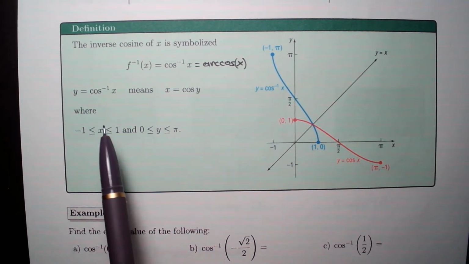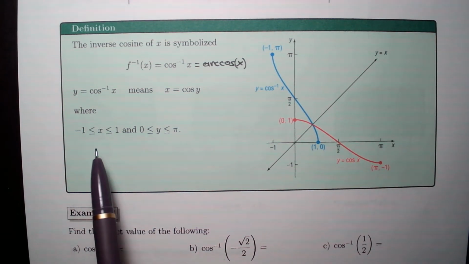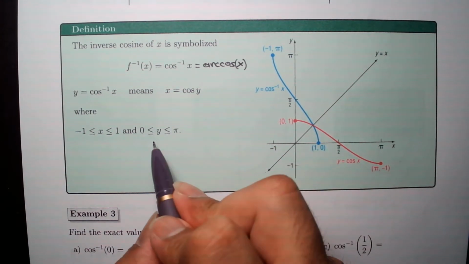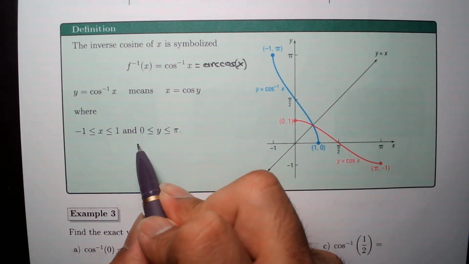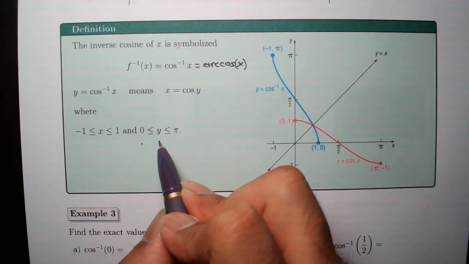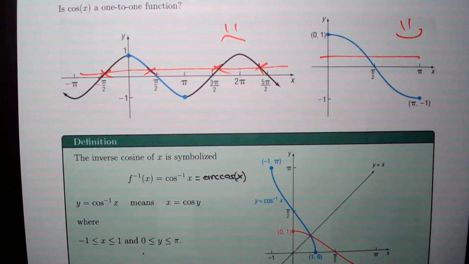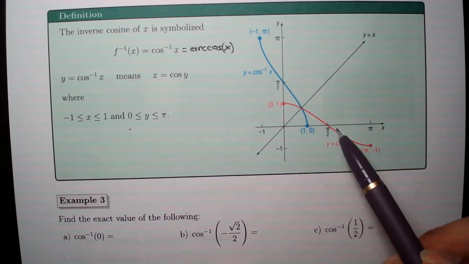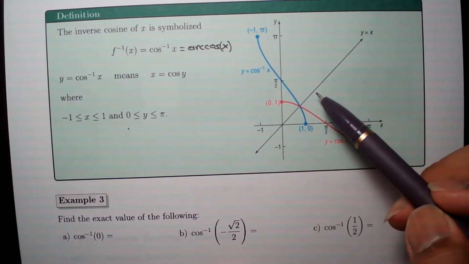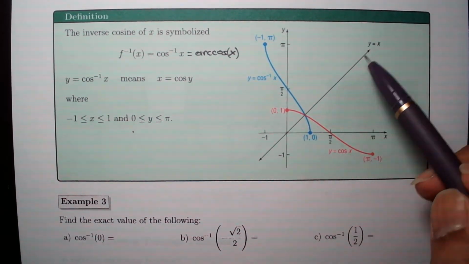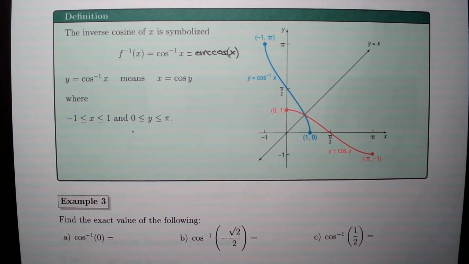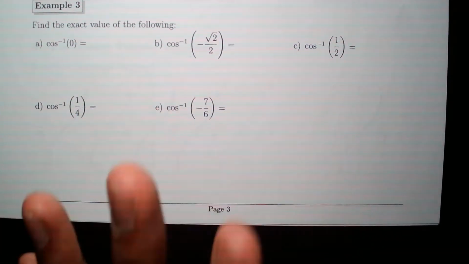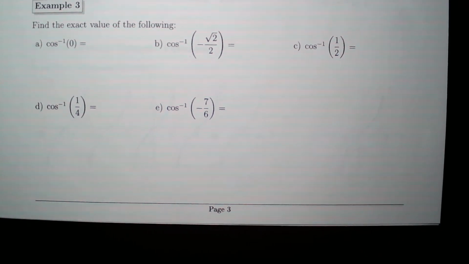And well, the domain and range are going to be very similar. Well, -1 to 1 for x, but for the y values, it's not going to go from -pi/2 to pi/2 in this case. If you look at the graph, it's going to go from 0 to pi. And here you can see the two graphs together with the diagonal line cutting these two into exact mirror images.